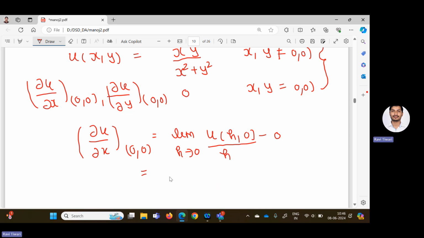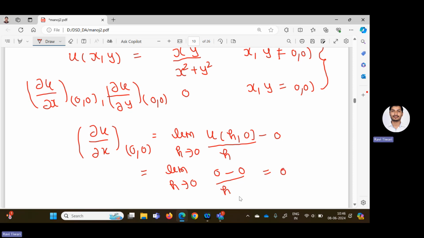So this equals the limit h tending to 0 of u(h, 0), which you can calculate, because u(x, y) is defined as xy/(x²+y²). So (h, 0) means x component h and y component 0. So you will get u(h, 0) as 0, minus u(0, 0) which is 0, divided by h, and this limit is what?